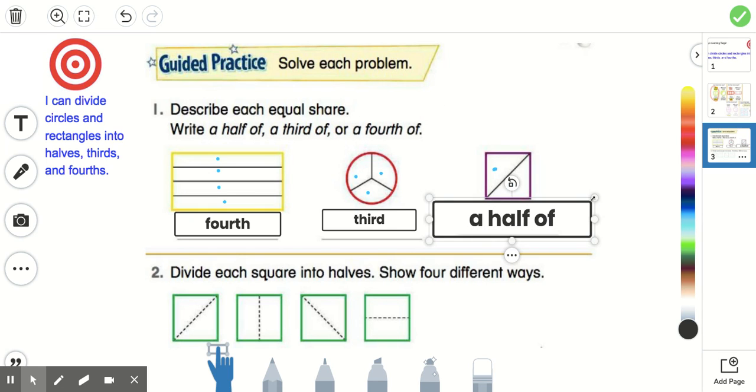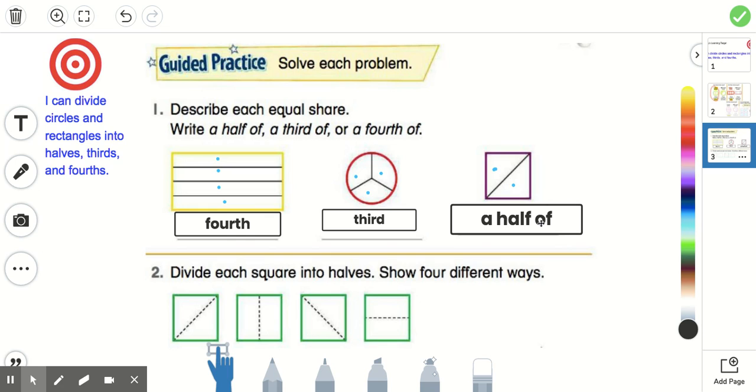Now below, number 2, says divide each square into halves. Show 4 different ways. So just like I was talking about before, there's not one way to cut them so they're equal. You can do diagonal that way. You could do vertical, diagonal the opposite way, or horizontal.